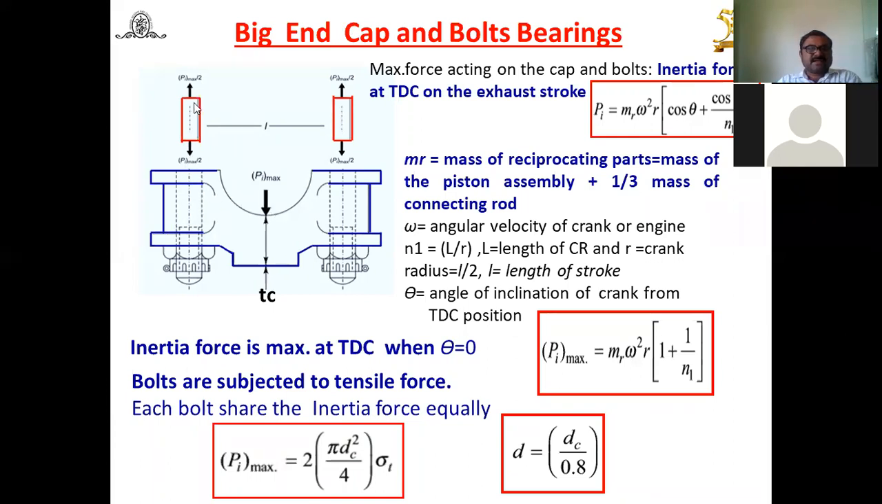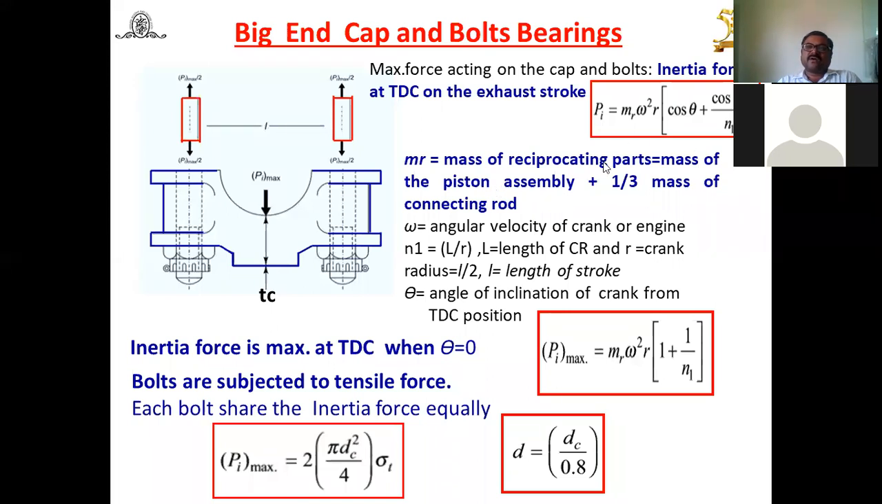Now here are the positions of the bolts and the PI max. PI max is the force which is coming here. You will find this force PI max is nothing but the maximum force which is coming on this cap or the bolts. And this force is nothing but an inertia force. This inertia force is given by m omega square into r into cos theta plus cos theta into n, where theta is the angle of inclination of the crank.